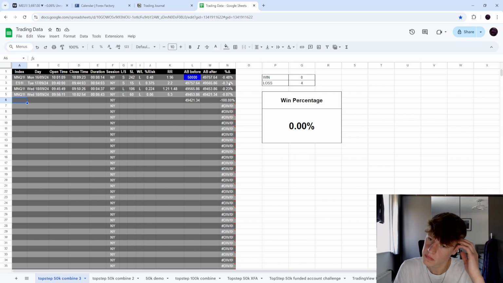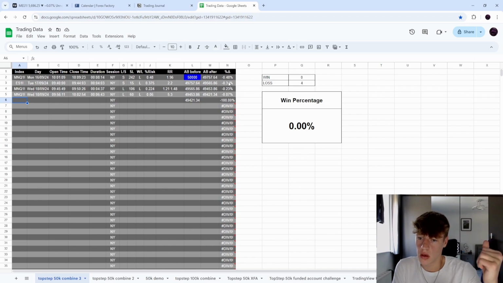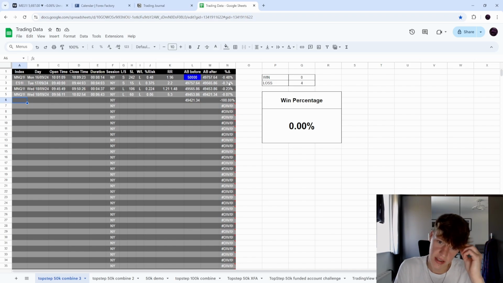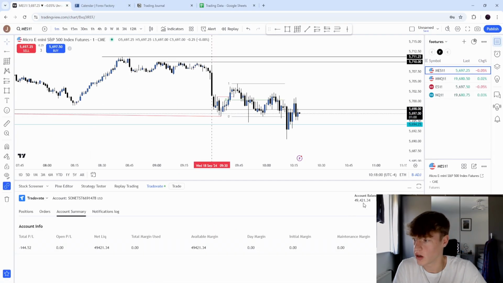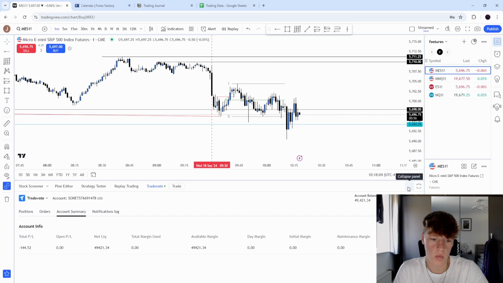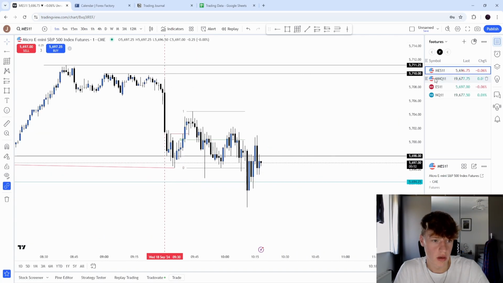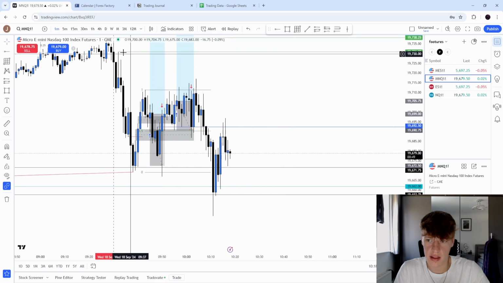So I'm going to keep risking 0.25%, 0.5% until we start getting winners again. But honestly, it's a tough situation to be in. The account balance is 49,421.34. We have until 48k, just for reference. I've been yapping, I apologise, but it is what it is now.